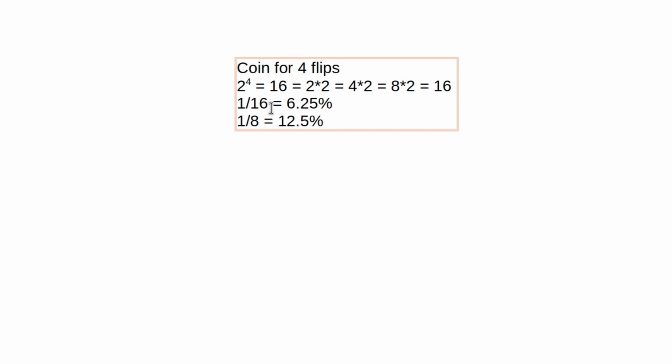So it would be 6.25%. And that's how many, so for any individual outcome, like heads, heads, heads, all the way to tails, heads, tails, heads, tails, these all have a 6.25% chance of happening.